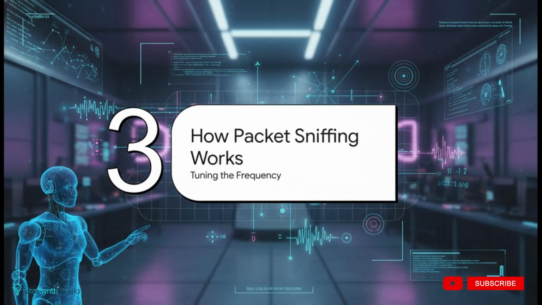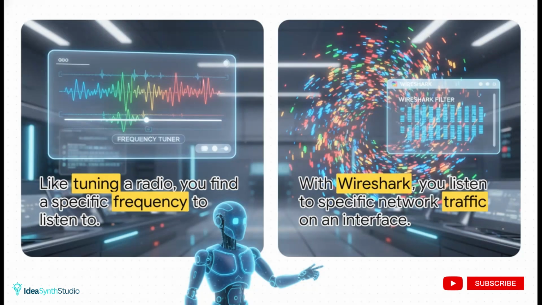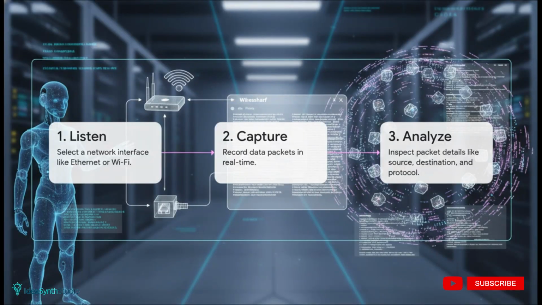So we know what it is and who uses it. Now for Section 3, how does it actually work? This is where we learn how to tune into the network's own private frequency. This is honestly the best way to wrap your head around it. The technical term is packet sniffing, but it's really just like tuning an old radio. See, your network is broadcasting all these different stations at once. Your email, your video stream, your web browsing. Wireshark lets you tune the dial to a very specific frequency and listen only to the traffic that you care about. And the whole process really breaks down into 3 simple steps.